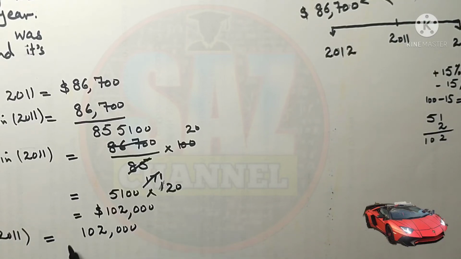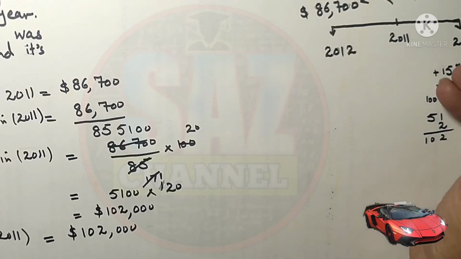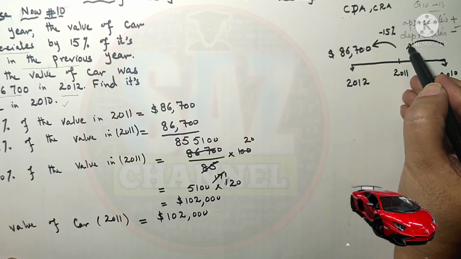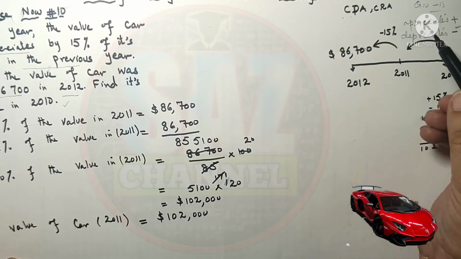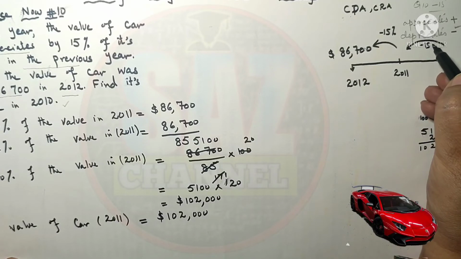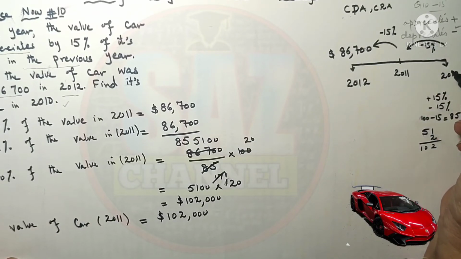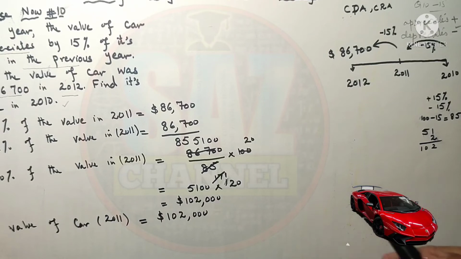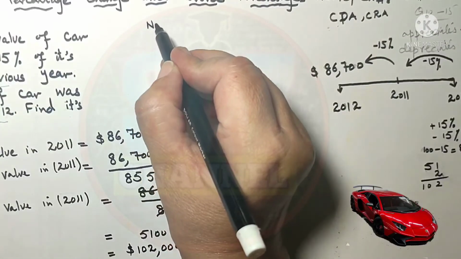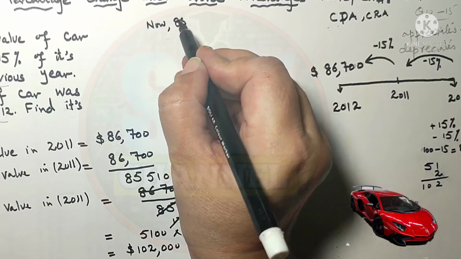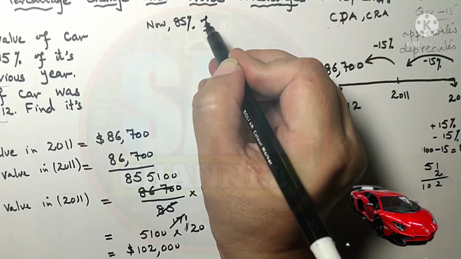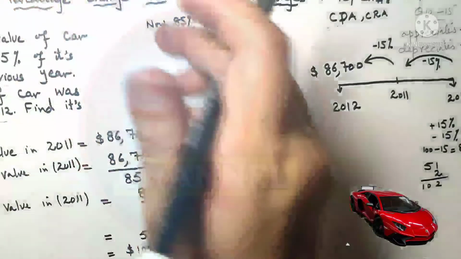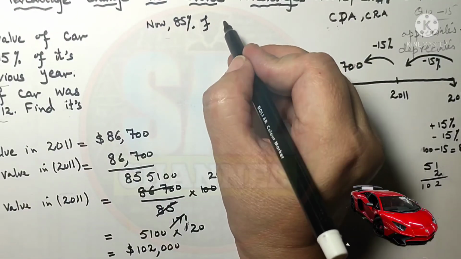102,000. Now we have to go to 2010. This 2011's value is a 15% decrease of what value? Of 2010's value. If it is a 15% decrease, it means it's 100 minus 15%, or 85%. So now 85% of the value in 2010.